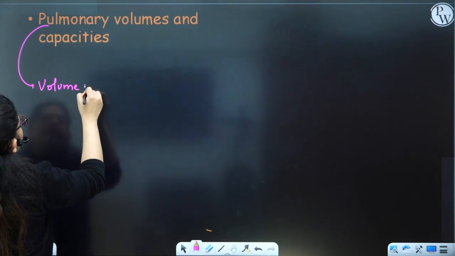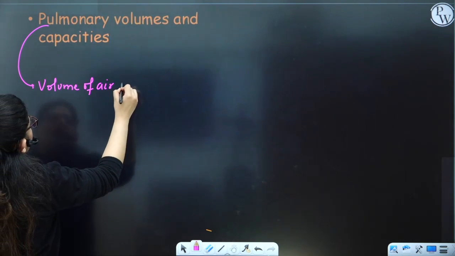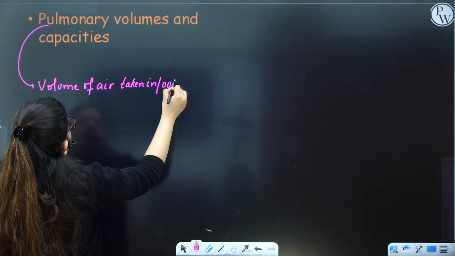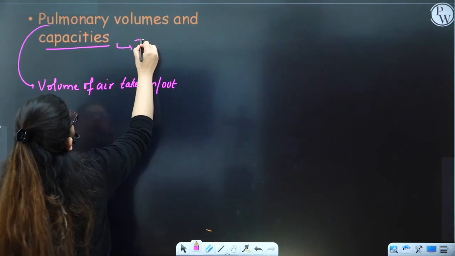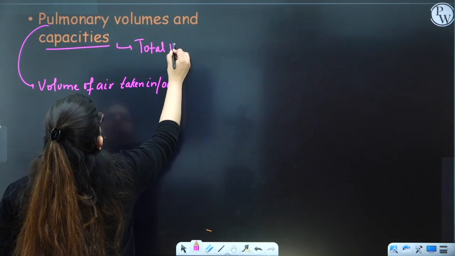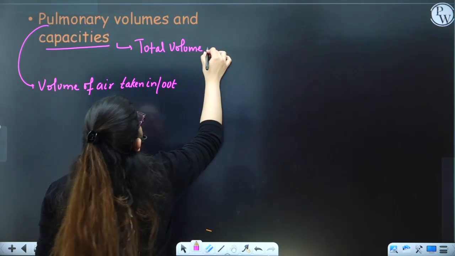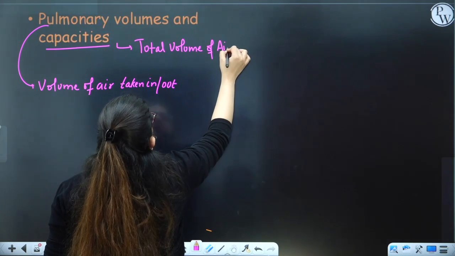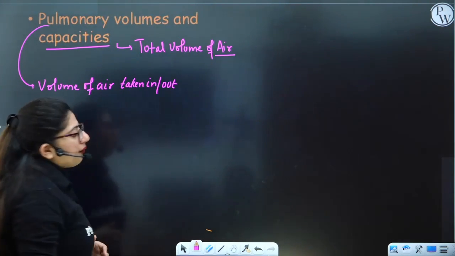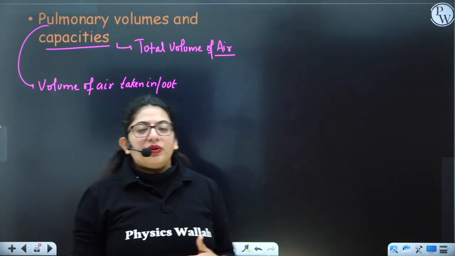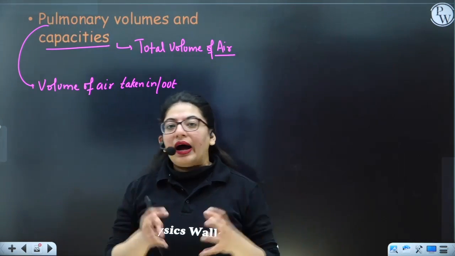Volume of air taken in or out. Now, what is capacity? Total volume of air. When you add these pulmonary volumes, that becomes capacity. All right. So, what is pulmonary volume? It's the amount of air you take in or take out, and capacity is when you add these all.